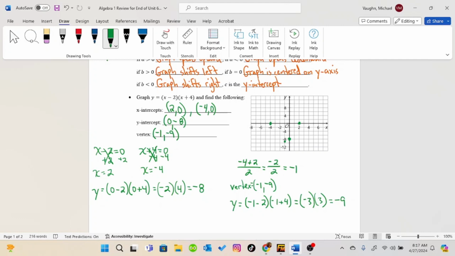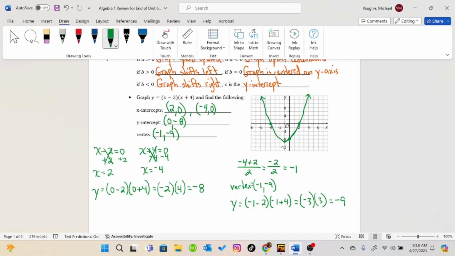and I have those 4 points, and I can draw the parabola that connects them. And we have our graph.